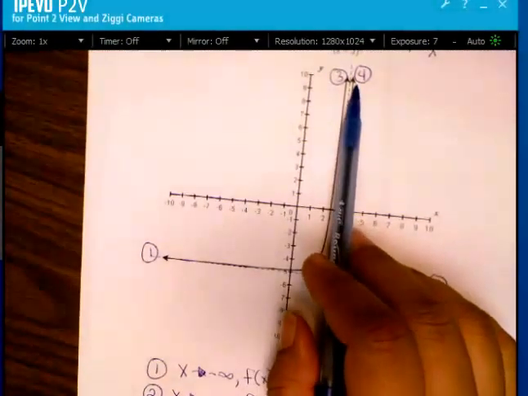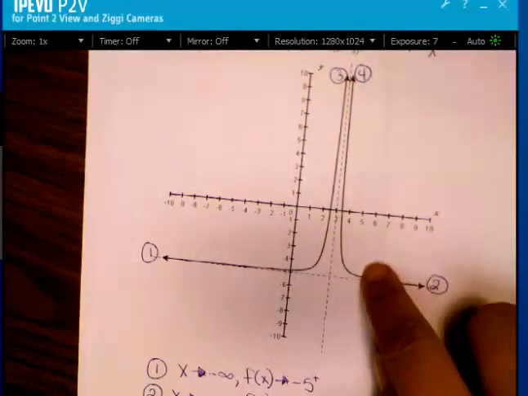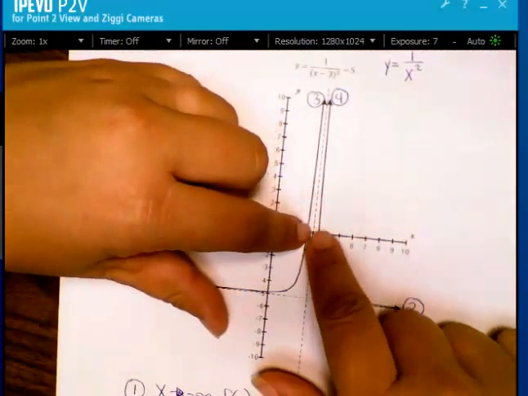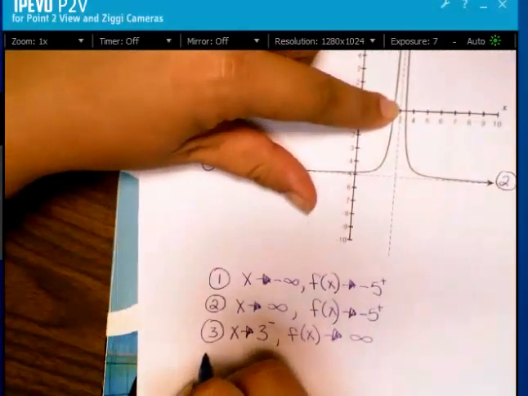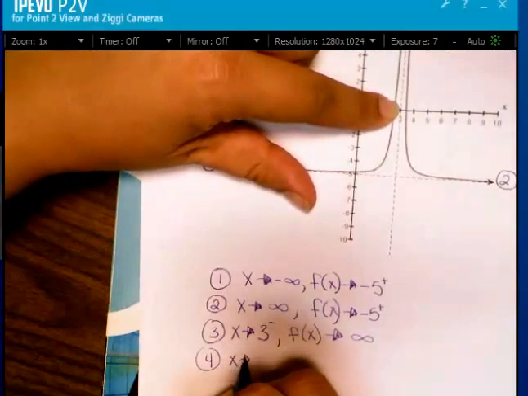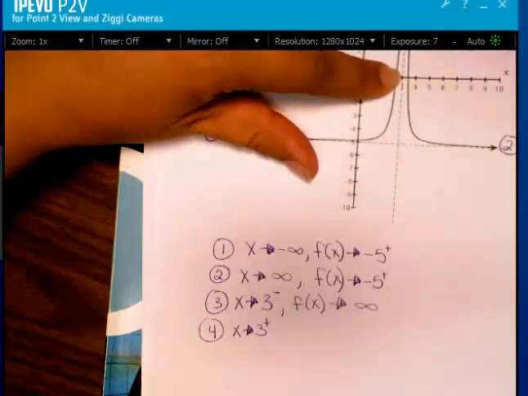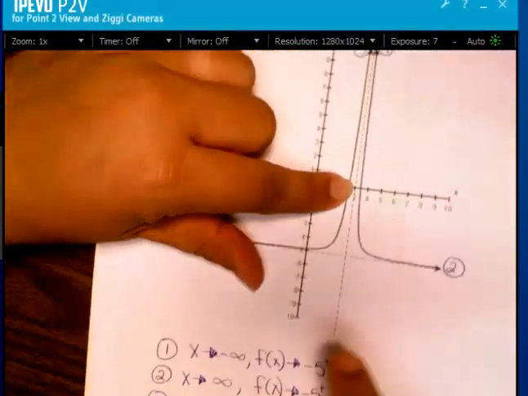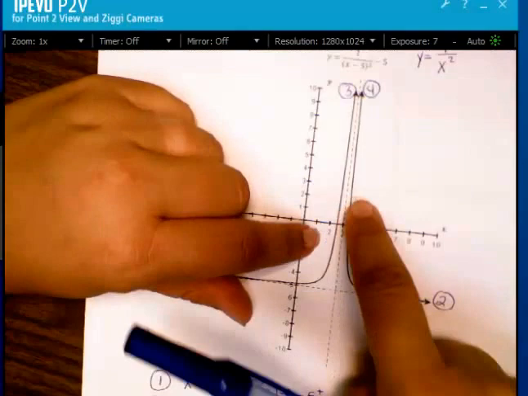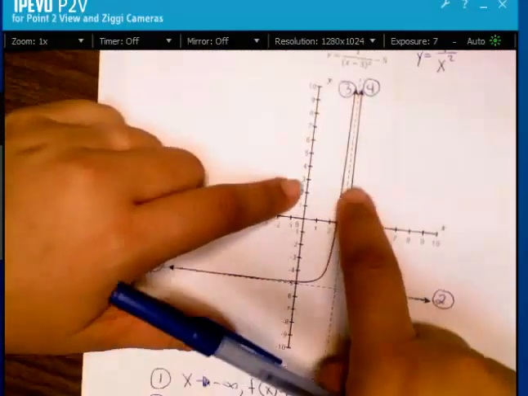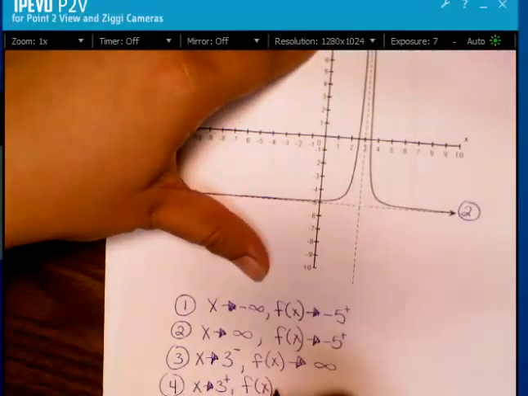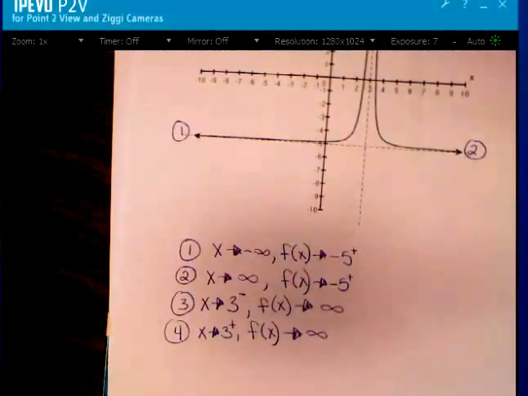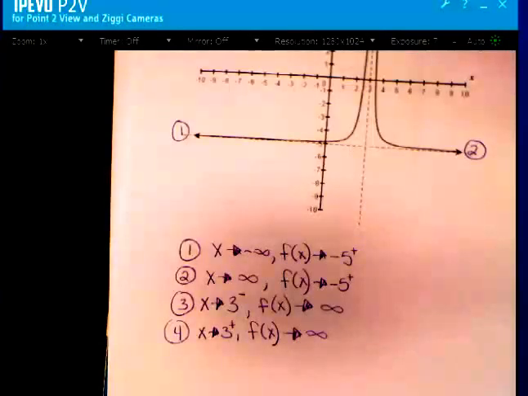Okay, and then end behavior number 4. So as I follow this function, you can see that the x values get closer and closer to that 3. And we're approaching the 3 from the right-hand side. Okay, and then the outputs, as I trace my finger, those outputs get larger and larger. So that means that f of x is going to approach infinity. Okay, so those are the end behaviors for these two graphs.